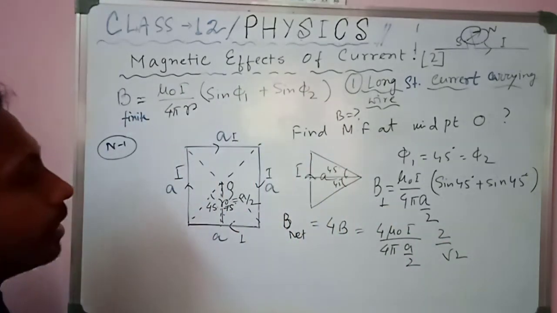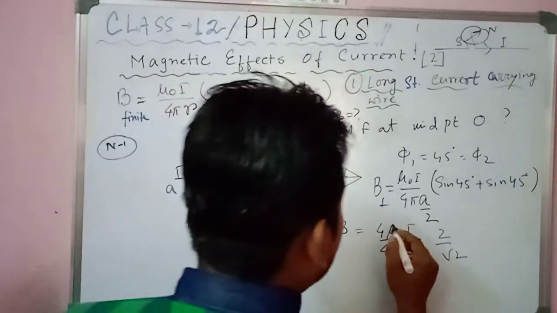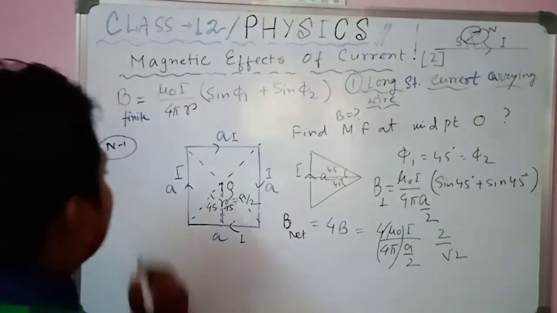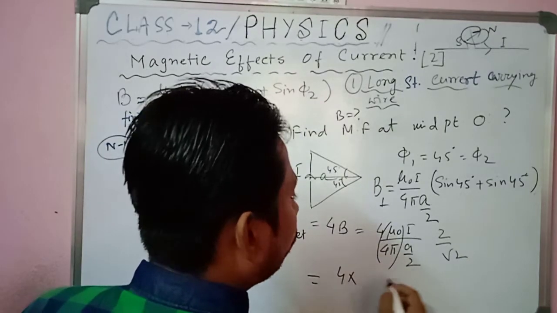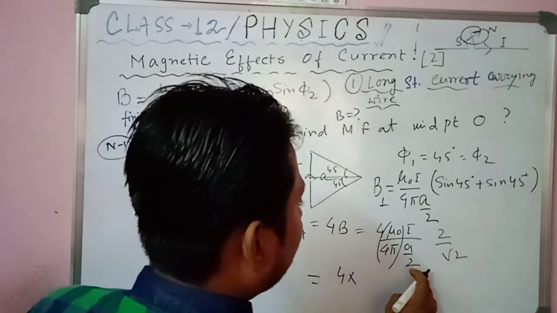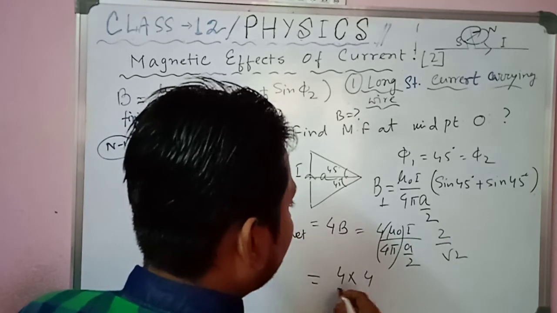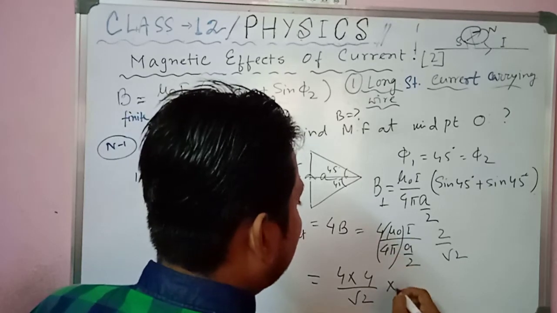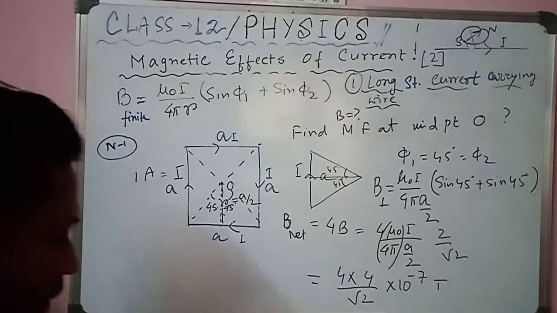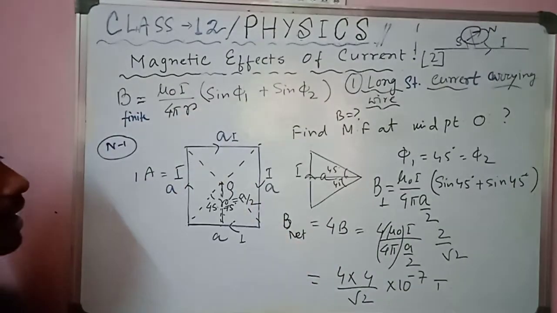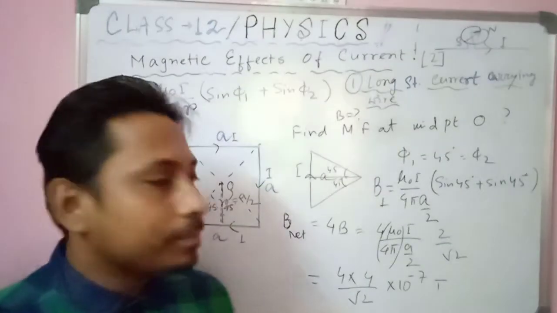This is your result. Mu naught by 4 pi is a fixed value, 10 to the power minus 7. Suppose the current is given as 1 ampere. If you put the value here, it gives 4 into 4 by root 2 into 10 to the power minus 7, that much Tesla. So by this formula you can calculate for a finite wire, and for a square also, the magnetic field at the midpoint O. Please copy it.